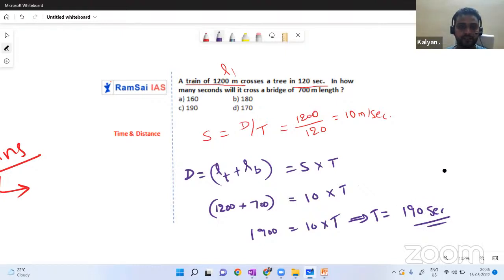190 seconds. Can you find 190 seconds in the options? Yes, C is the answer. Okay, just take a screenshot. If you have any doubts, you can cross check after this session.